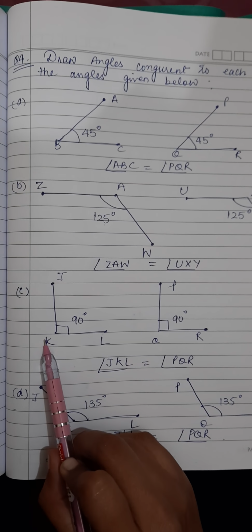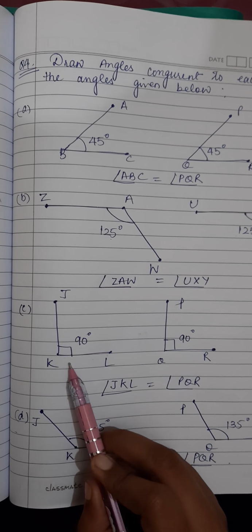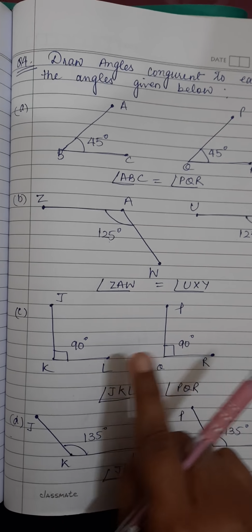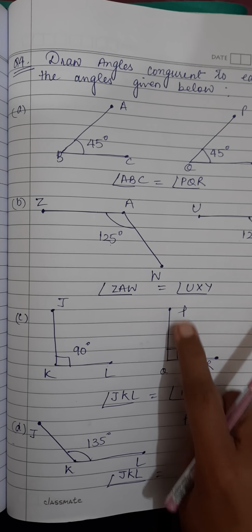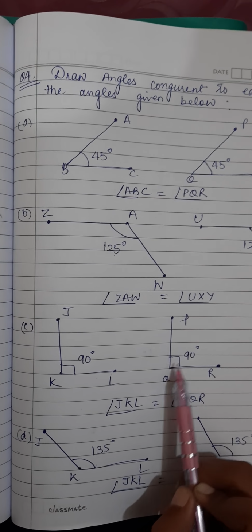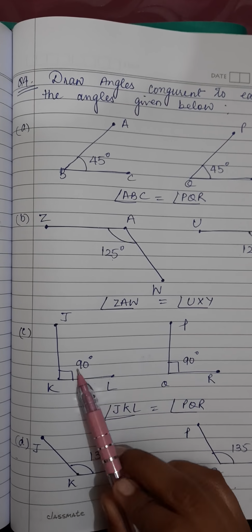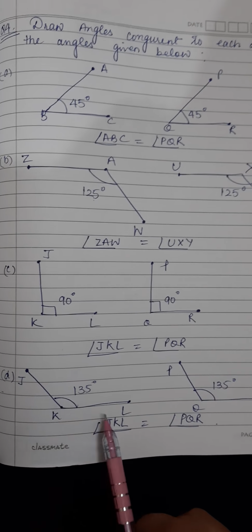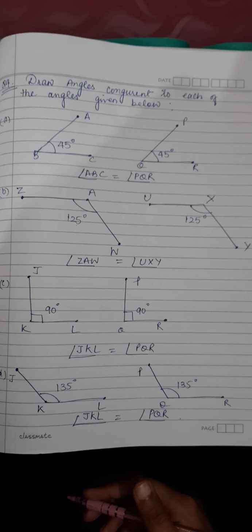C part, JKL 90 degrees, PQR 90 degrees. Again the same thing, I have to draw the congruent of this. The congruent of this figure is going to be this, with the middle angle of 90 degrees. Make the same shape but with different names. If this is K which is 90, take some other name, and this has to be 90. So JKL is equal to PQR, and they both are going to have the same measurement which is 90 degrees. Now the last is D part, which you will be doing by yourself. And this question number 4 you will be doing in the notebook.